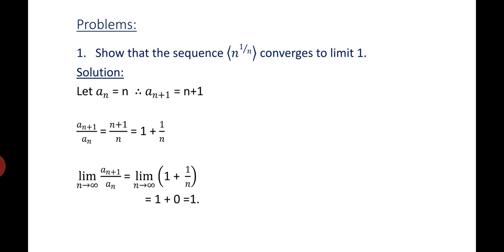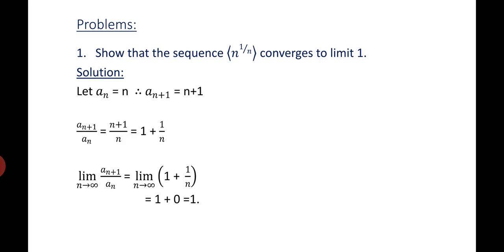So let's solve the problem. The first problem says, show that the sequence n raised to 1 by n converges to limit 1. So let a_n is equal to n. So if a_n is equal to n, you know a_(n+1) becomes n plus 1. So our next step would be to divide them. That is, a_(n+1) by a_n will be equal to n plus 1 divided by n.